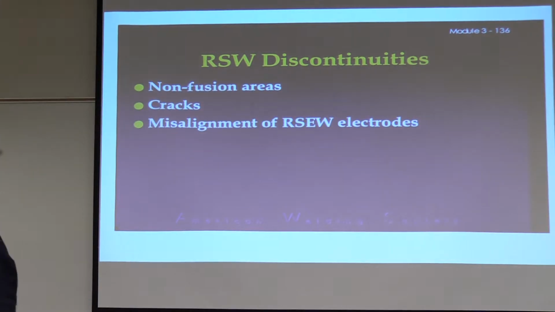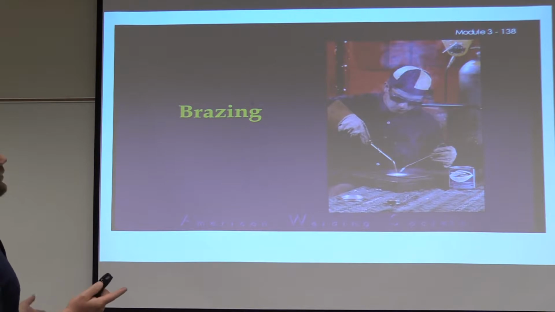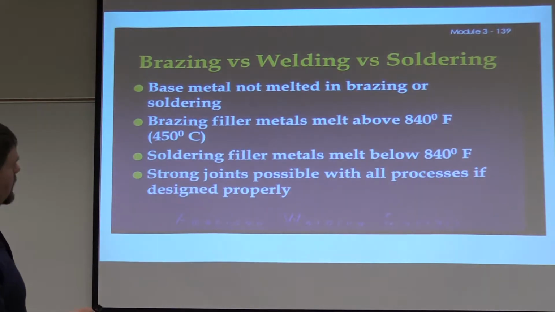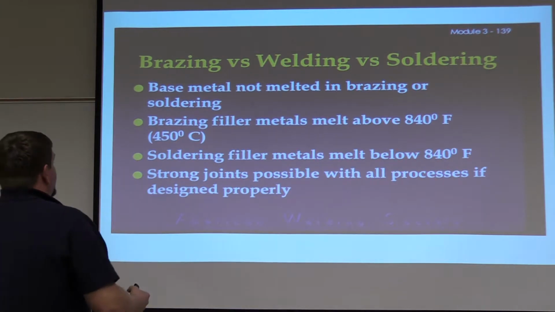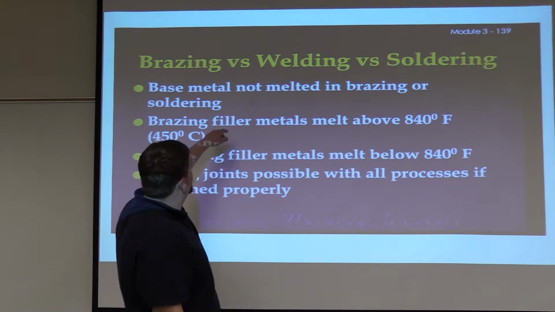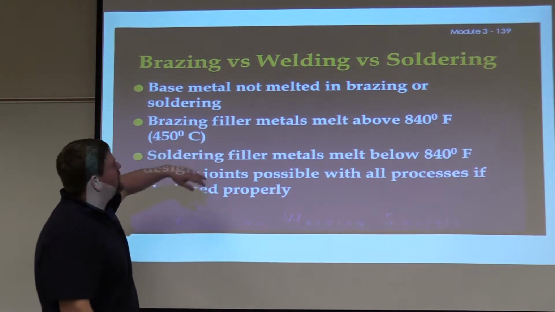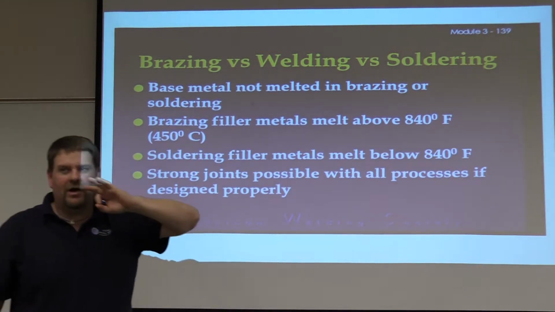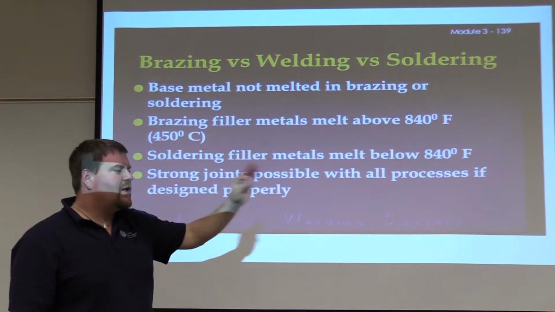Our discontinuities, so that was a seam weld versus a spot weld. Brazing. The biggest thing with brazing versus soldering, okay? Well, brazing versus welding versus soldering. Base metal is not melted in brazing or in soldering. So what's number one, what's the melting point of steel?